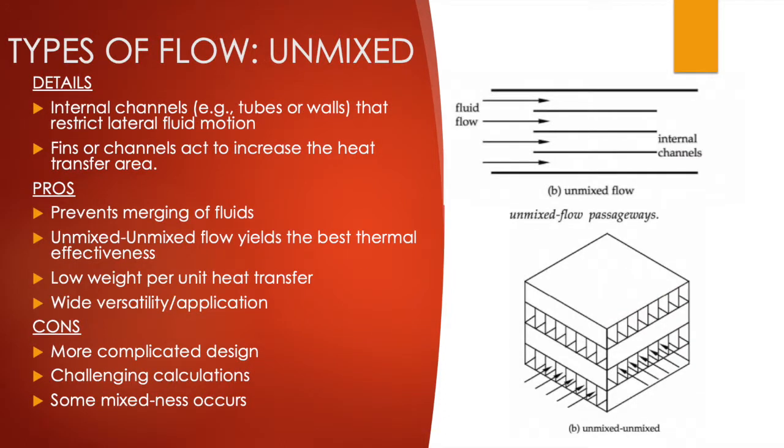Another type of flow is unmixed. A cross-flow heat exchanger is said to be unmixed since the plate fins force the fluid to flow through a particular inner fin spacing and prevent it from moving in the transverse direction parallel to the tubes. These fins or channels act to increase the heat transfer area. Some pros of unmixed flow: it prevents merging of fluids, and it yields the best thermal effectiveness. They also have low weight per unit heat transfer, and they're very versatile and can be used in various applications.